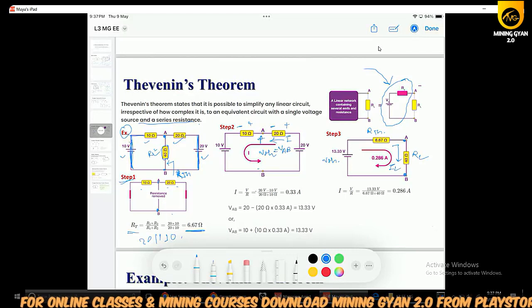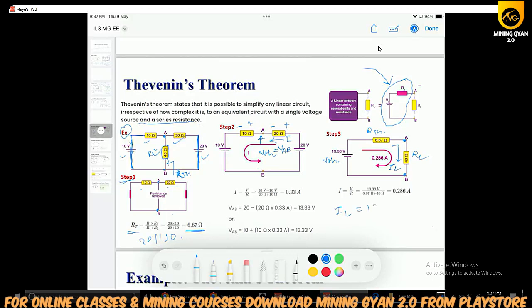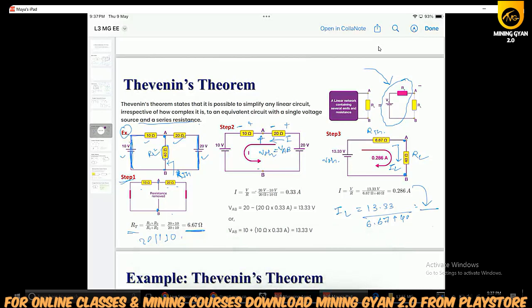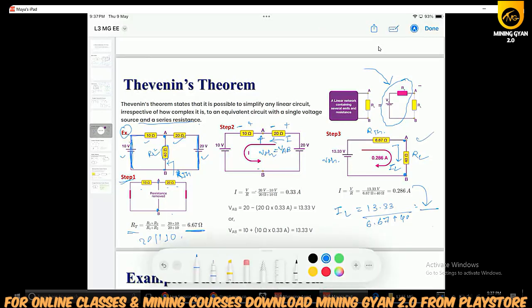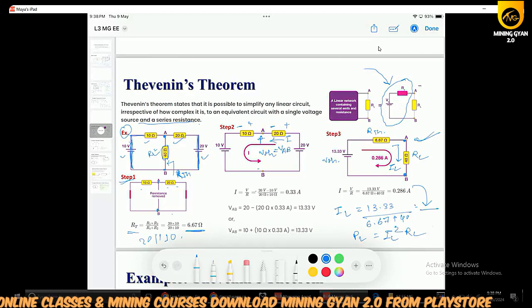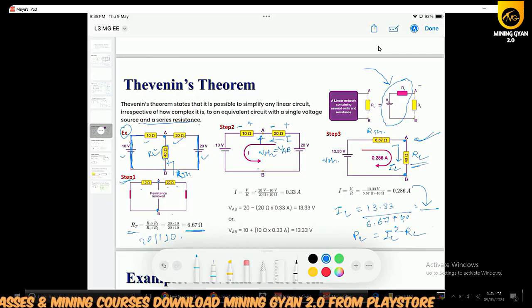How to calculate the load current? IL will be 13.33 divided by the total resistance, by Ohm's law. This plus this, then you will get this value. This is the Thevenin equivalent circuit, and you can calculate your current or power. Power will be IL square into RL. RL will always be given to you.